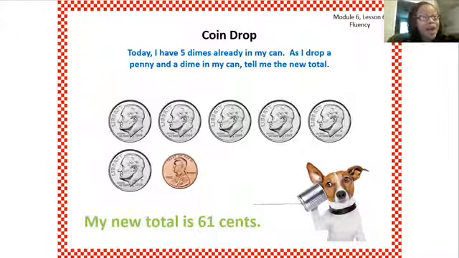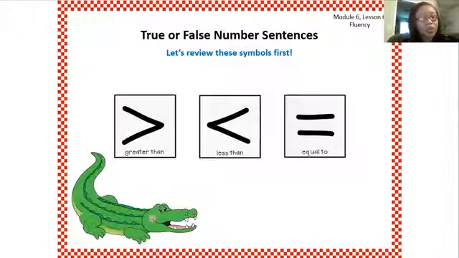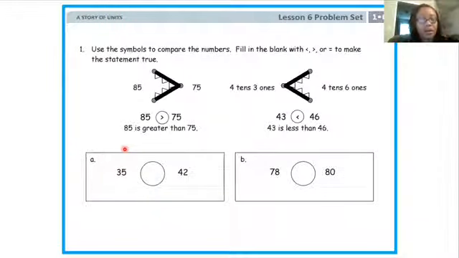If I were writing this out, what symbol would I use to show that 61 is greater than 50? Are you looking at this symbol right here? You are? You're right, because this is the greater than sign. We'll need this sign and need to know this sign when we go to our problem set to compare different numbers, 35 and 42.